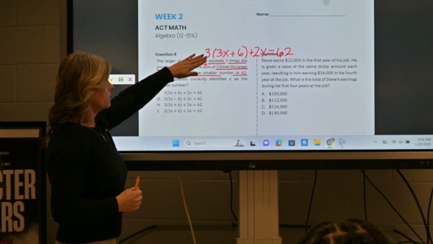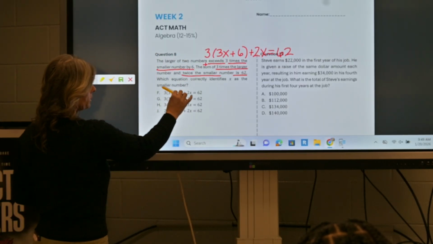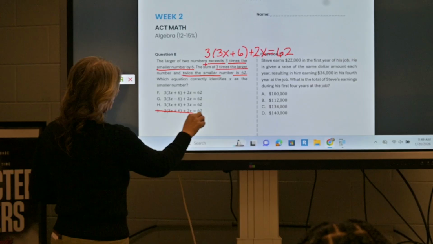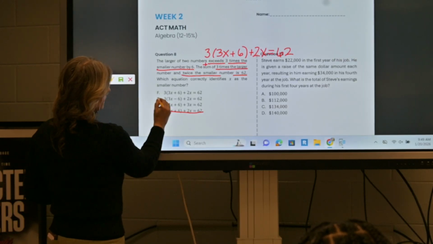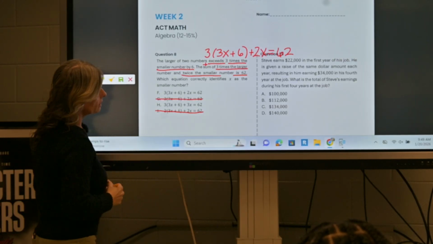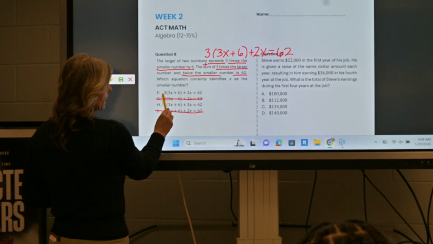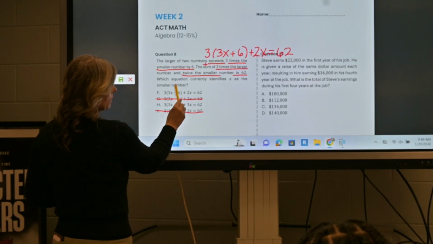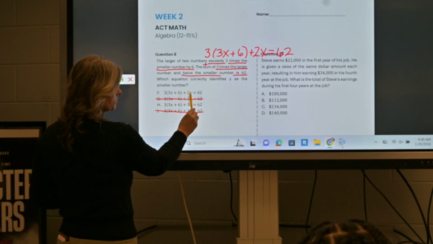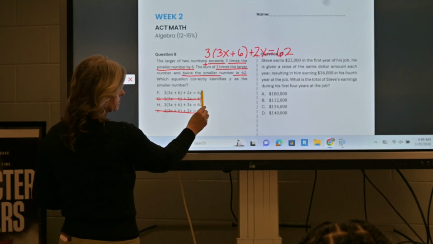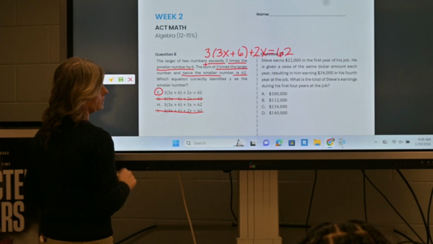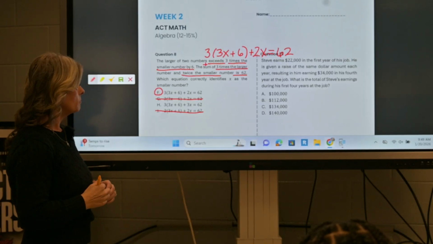Okay, so let's look down here and see which one it is. So we've got our 3 out front. This one has a 2, so it can't be that one, right? This one has a -6, so it can't be that. So we've got these 2 options right here. So 3 times the larger number plus 2 times the smaller number is 62. So this would be F, okay?